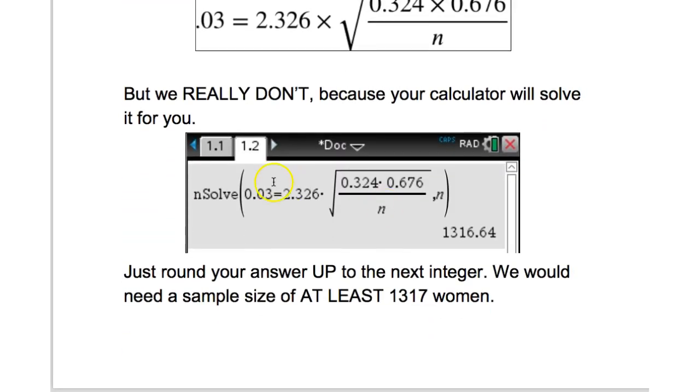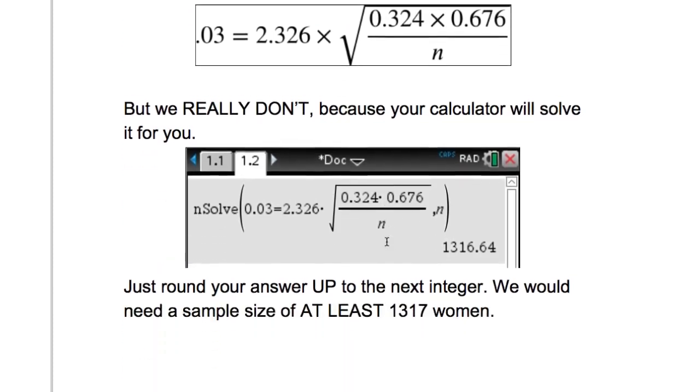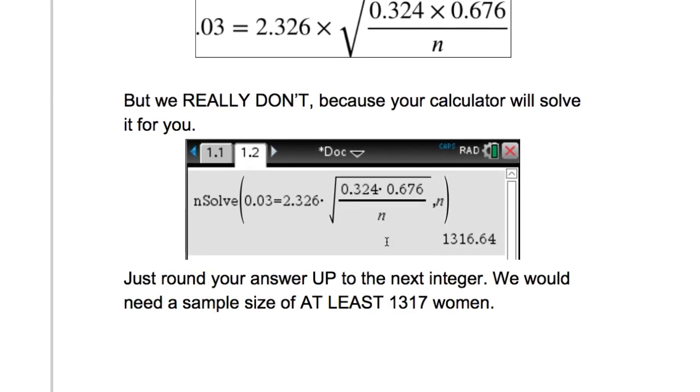All of our calculators have something called an nsolve command, and I'll show you where that is this week on your calculator, but if your calculator's at home, you could probably find it. It is an algebra thing. And so when I do the nsolve, it solves that equation for me. And the answer is 1,316.64. The only thing we need to do is round our answer up to the next integer. So in order to get our margin of error down to 3% or less, we would need a sample size of at least 1,317 women.